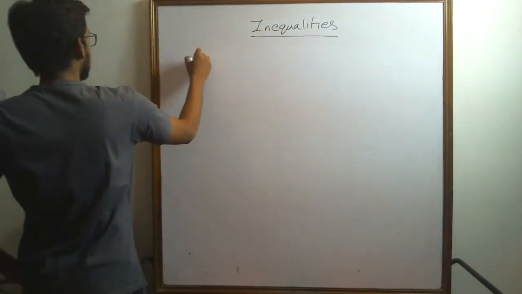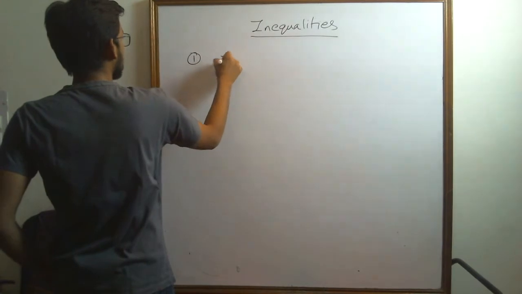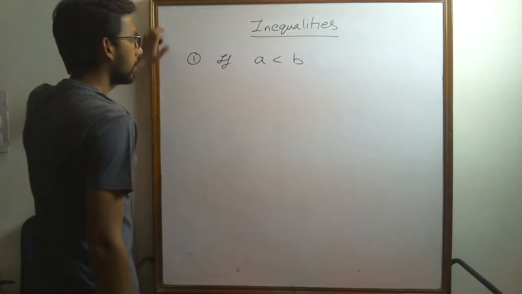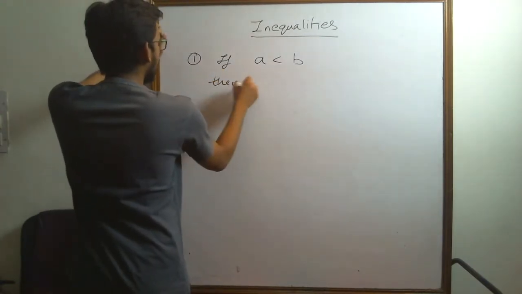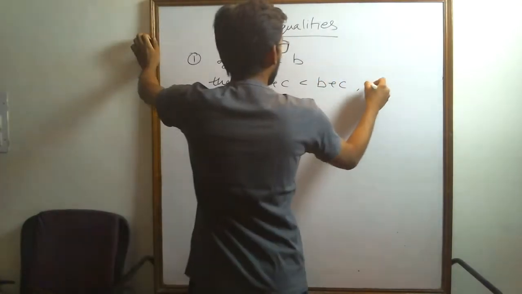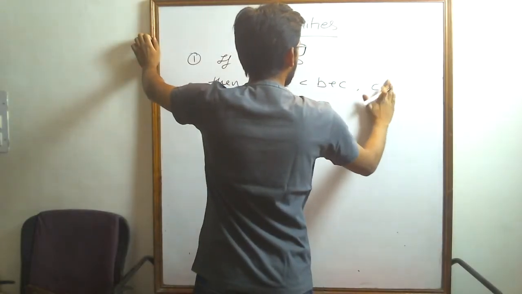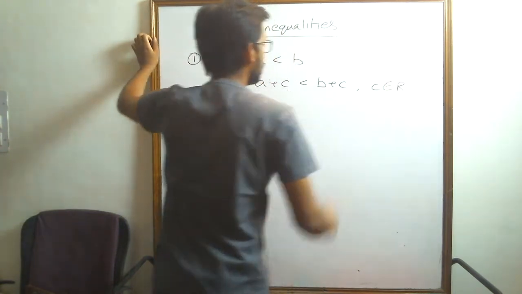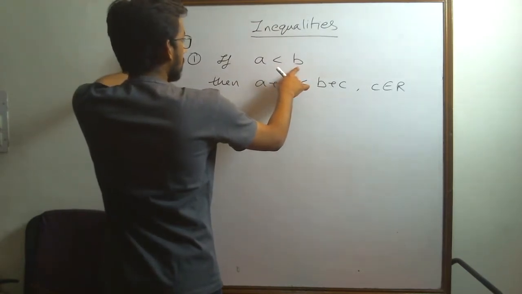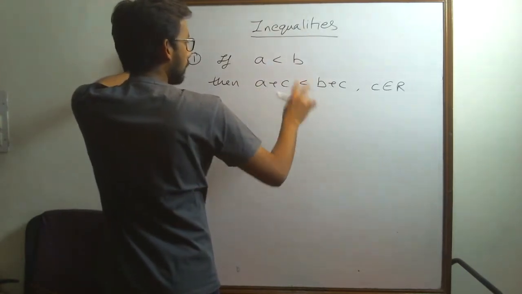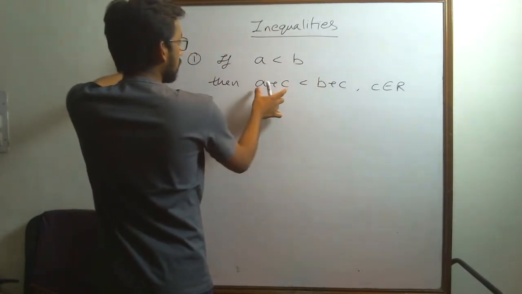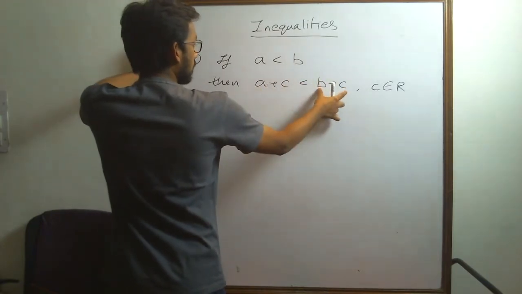The first inequality that we are looking at is: if A is less than B, then A plus C is less than B plus C for all C belonging to the real numbers. So if one number is less than another number, and we add the same number to both of them, of course this number will still be less than this number.